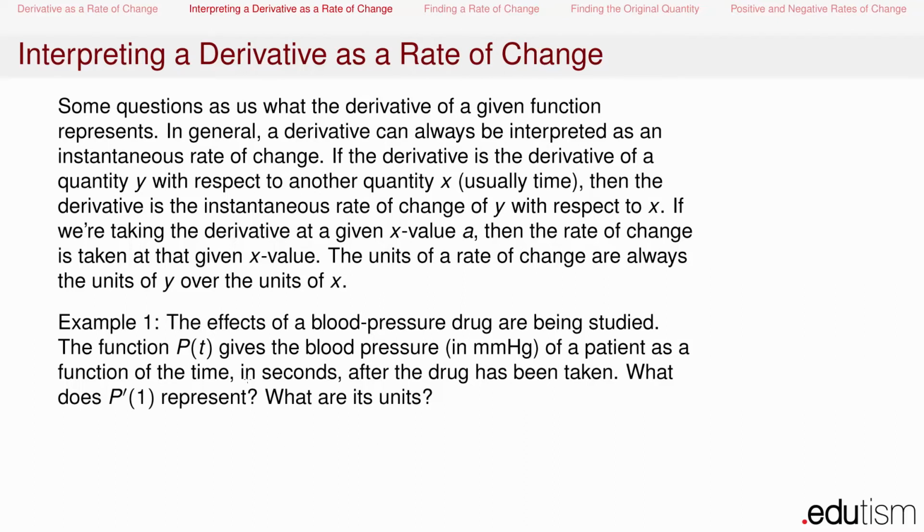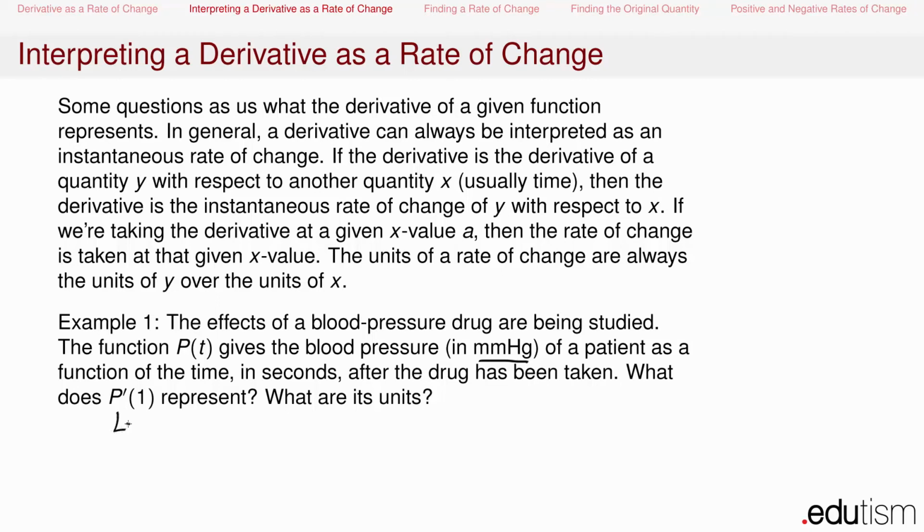So in example 1 here, we're trying to measure the effects of a blood pressure drug. We've got a function p of t which gives the blood pressure in millimeters of mercury of a patient as a function of the time measured in seconds after the drug has been taken. So the question is, what does p prime of 1 represent and what are its units?